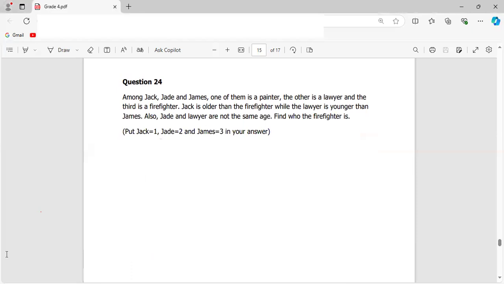Question 24. Among Jack, Jade, and James, one of them is a painter, the other is a lawyer. So you have a painter, a lawyer, and a firefighter. Now, Jack is older than the firefighter. So Jack is not a firefighter, while the lawyer is younger than James. So basically, the lawyer is younger than James. So that means James is not the lawyer.